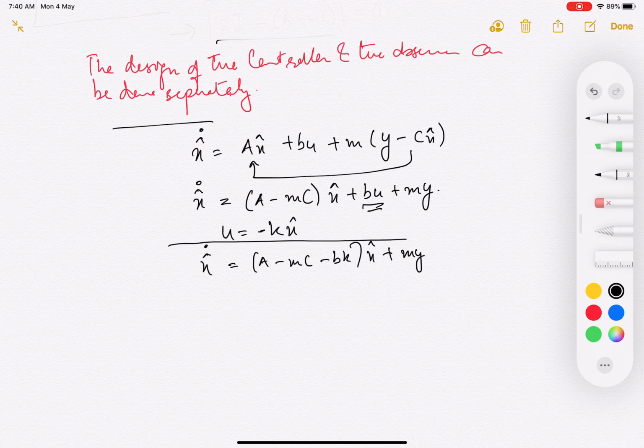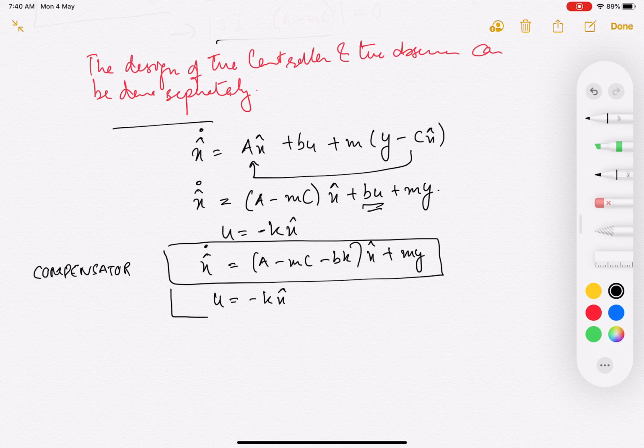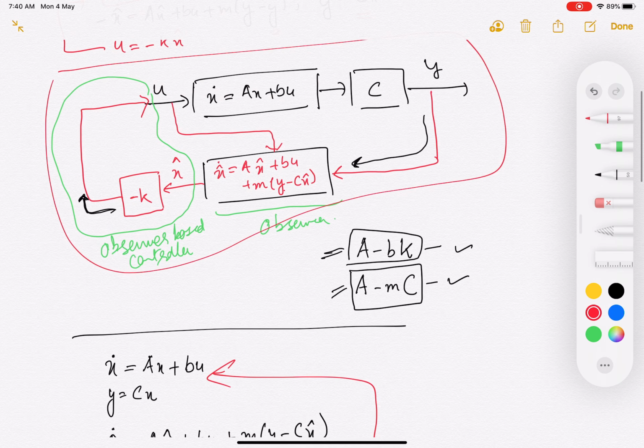So this is your observer-based controller, or you can say your compensator. This is your compensator dynamics, and the output of the compensator is u is equal to minus K x hat. The input to the compensator is y, and the output from the compensator is u. And this is also evident from the diagram that we have drawn here, where it actually takes the input from the system y and then gives an output which is u to the plant in order to control it.